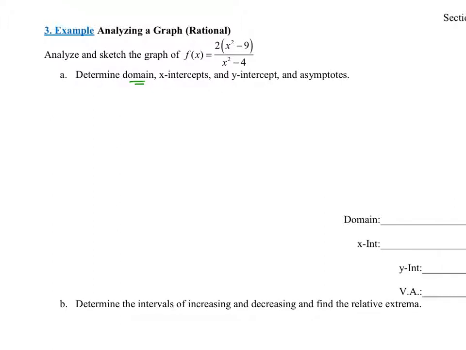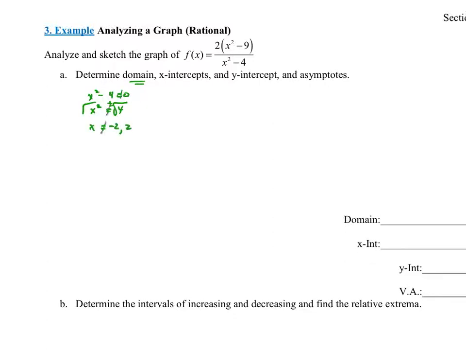The domain of a rational function: never factor and simplify first, always just set the bottom equal to 0. So that'd be x squared minus 4 equals 0. Add 4 to both sides, we'd have x squared equals 4. Remember, when you square root both sides, you have to remember plus or minus. So that'd be x equals negative 2 and 2.